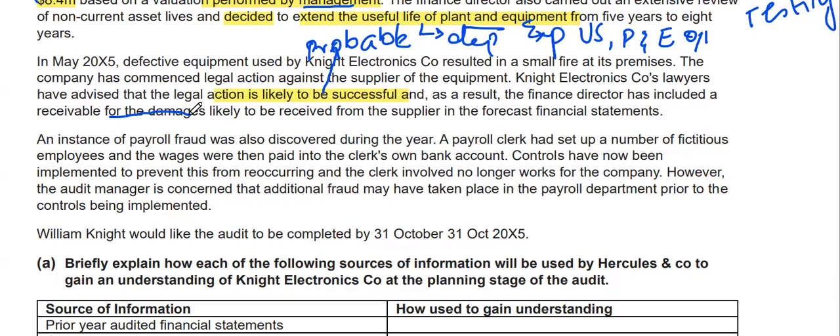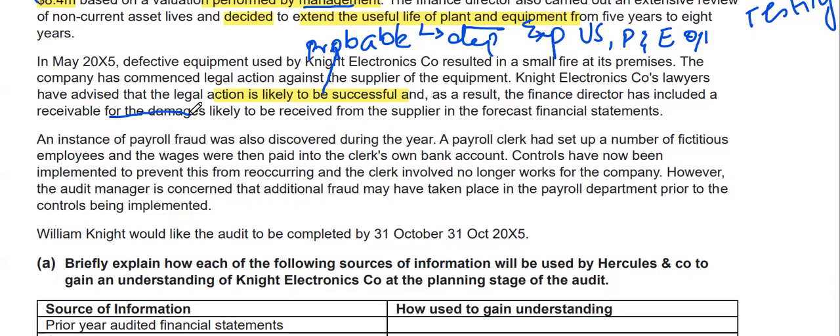The contingent asset is recognized only when it is virtually certain. So this is again an incorrect accounting treatment, and you will highlight that the receivable is overstated. So receivables are overstated. This is the impact on the financial statement. So what will you do here? What should be the auditor's response here?